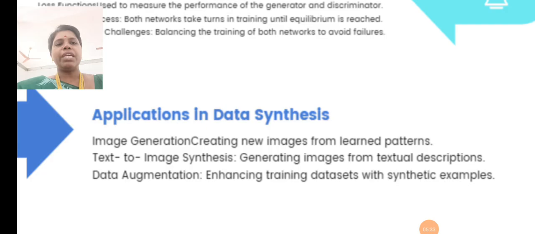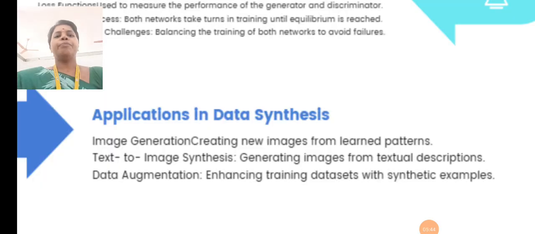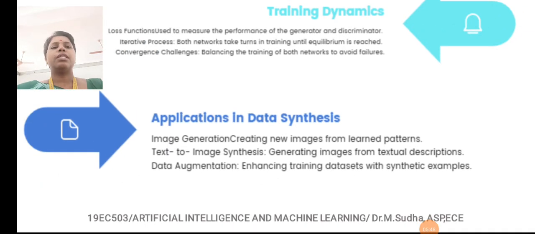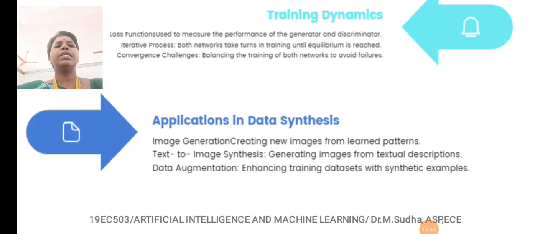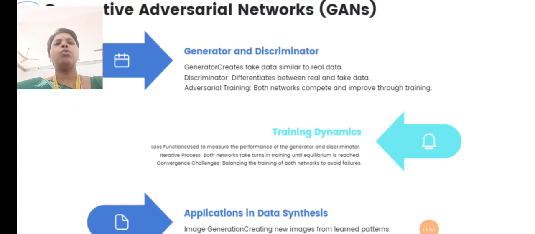And coming to the applications in data synthesis: image generation, creating new images from learned patterns; text to image synthesis, generating images from textual descriptions; data augmentation, enhancing the training dataset with synthetic examples. So this is how GAN works.